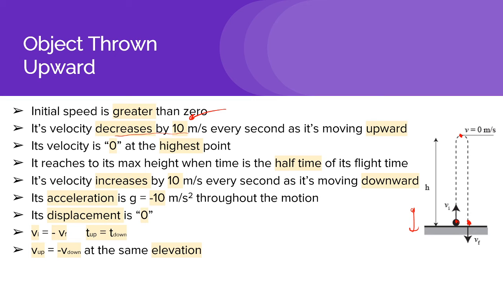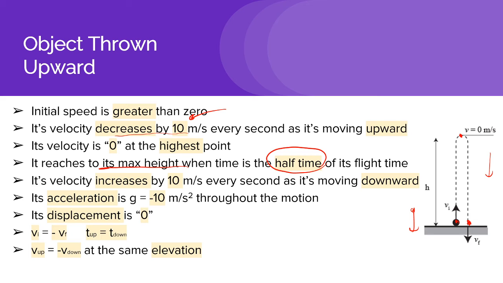Once you reach the highest point, what's going to happen? You're going to stop momentarily, and after that, you're going to be going in the same direction as the gravitational acceleration. This time you're going to start to speed up. It reaches its maximum height when time is half of the total flight time, so it's the midway point. And as it's going down, its velocity is increasing this time by 10 or 9.8.